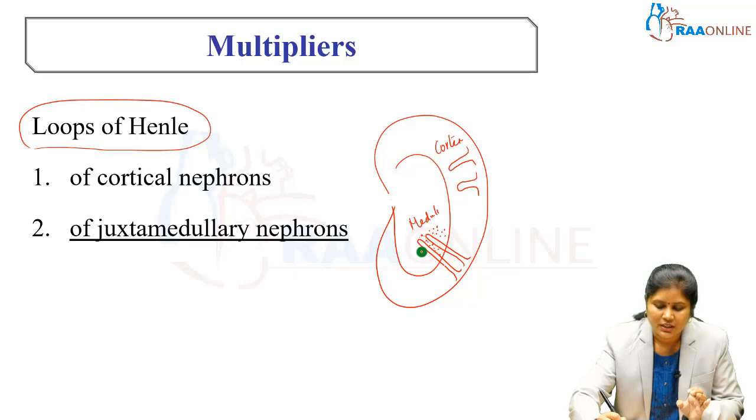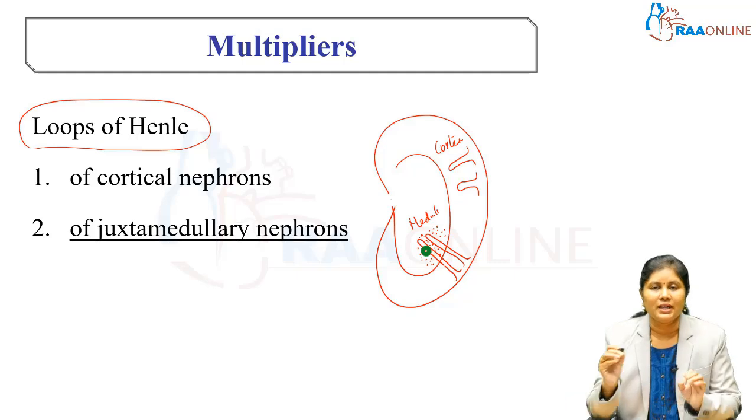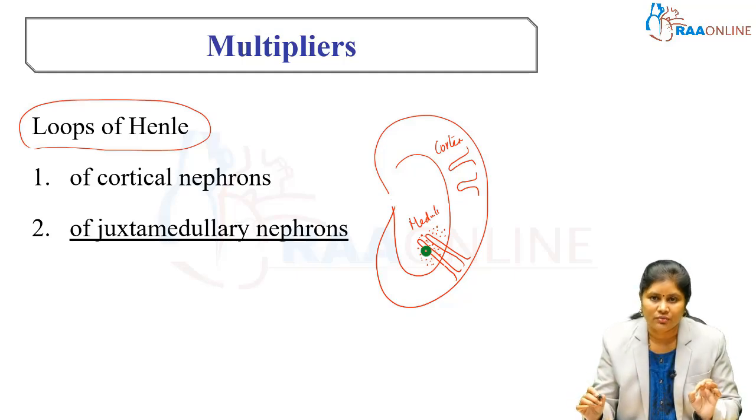In between these nephron spaces, you have the medullary interstitium. So, here there should be a high osmolar concentration. The creation of such a high osmolar concentration is done by these juxtamedullary nephrons. That is the prime function of the juxtamedullary nephrons.